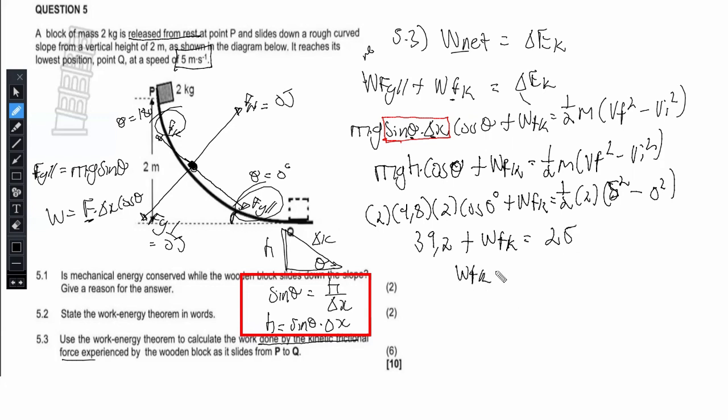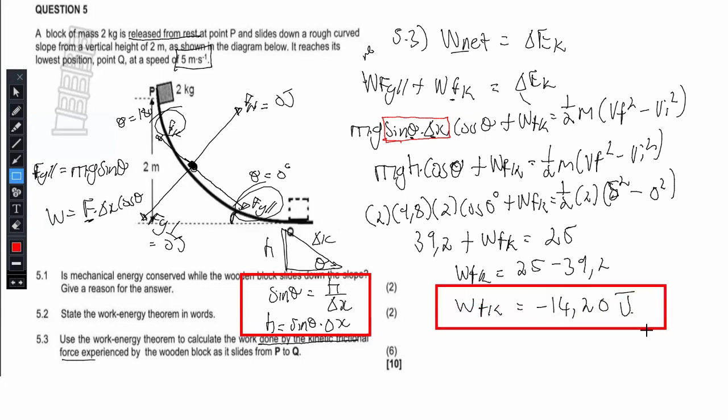And then work done by Fk will be equal to 25 minus 39.2. And then simply punch that into your calculator. It's supposed to give you a negative 14.2, right? So in 2 decimal places, that's negative 14.20 joules. Now we can see the work done by Fk being negative because theta is equal to 180 degrees there. So, okay, just like that, we have found our solution for work done by Fk.